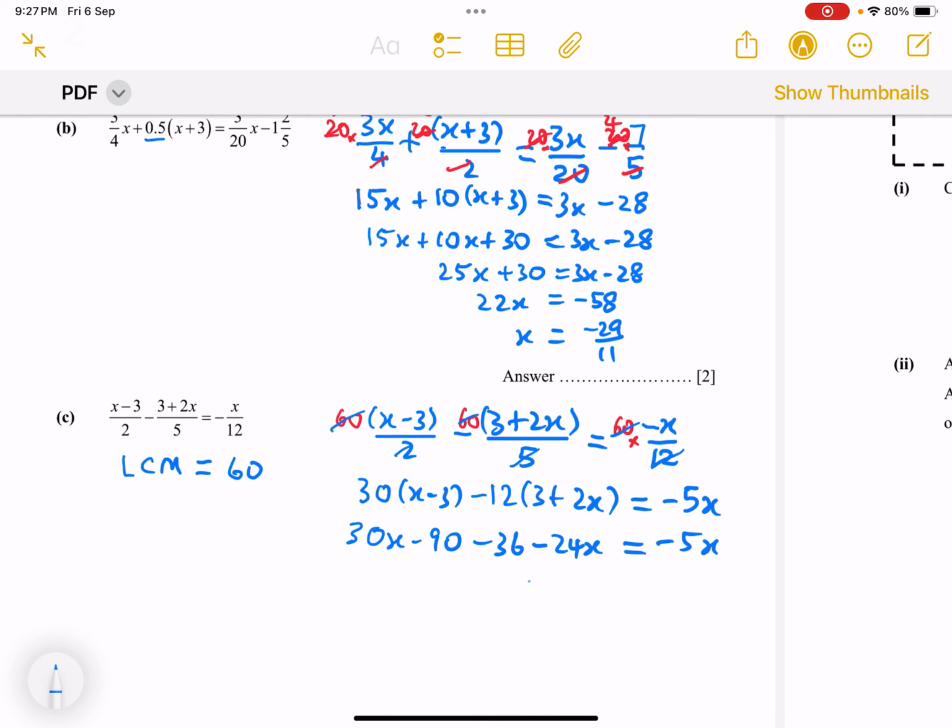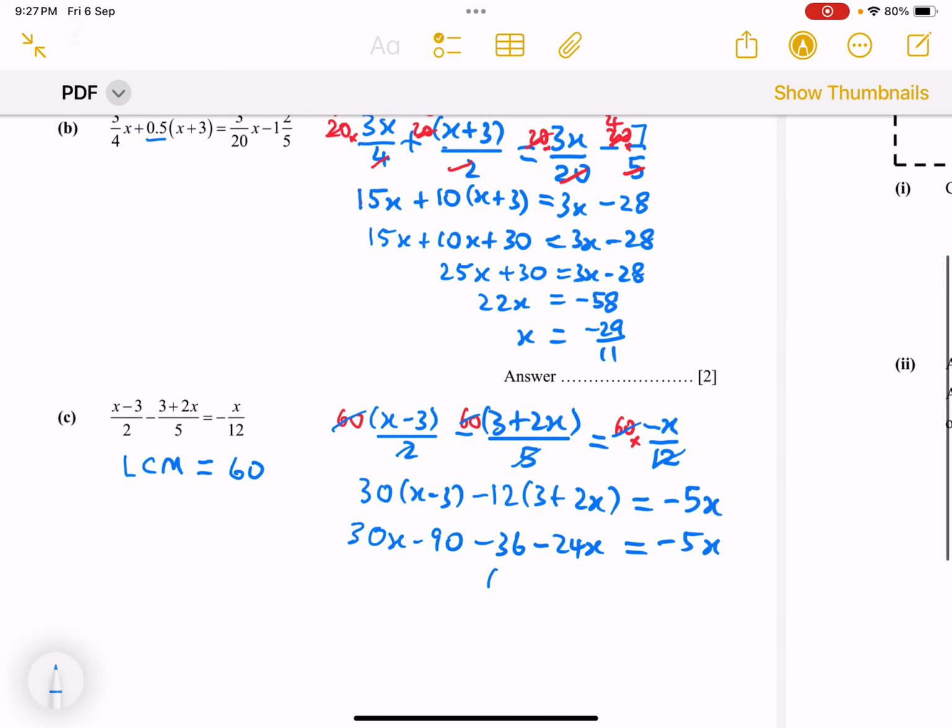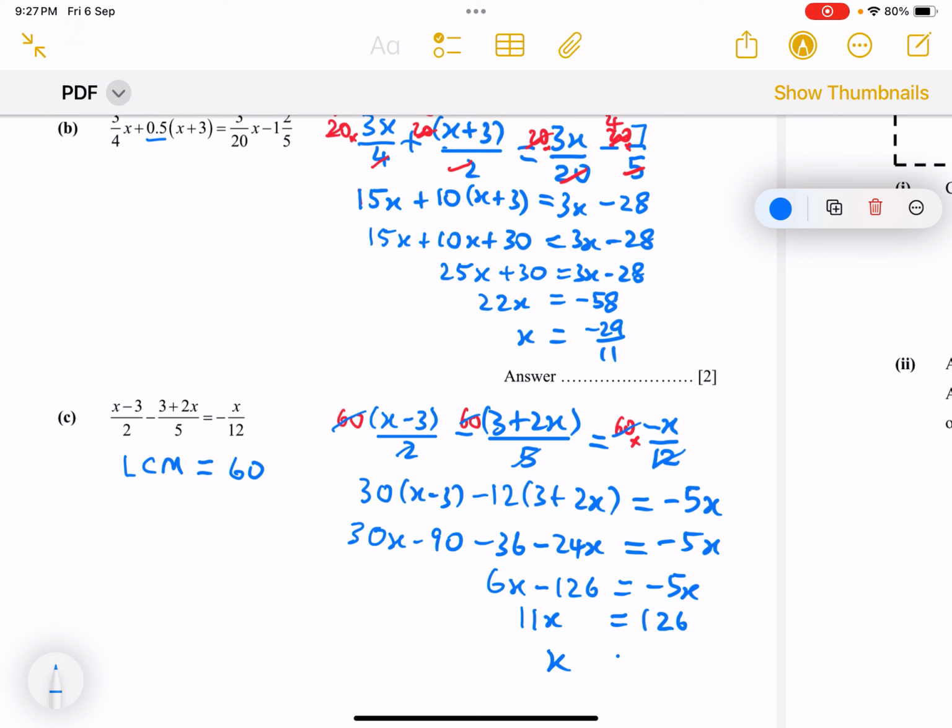All the x terms, you have 6x minus 126. Okay, all the x terms on the left, we have negative 5x, bring over is plus, so it's 11x. Negative 126 bring over is positive, and this gives us 126 over 11.